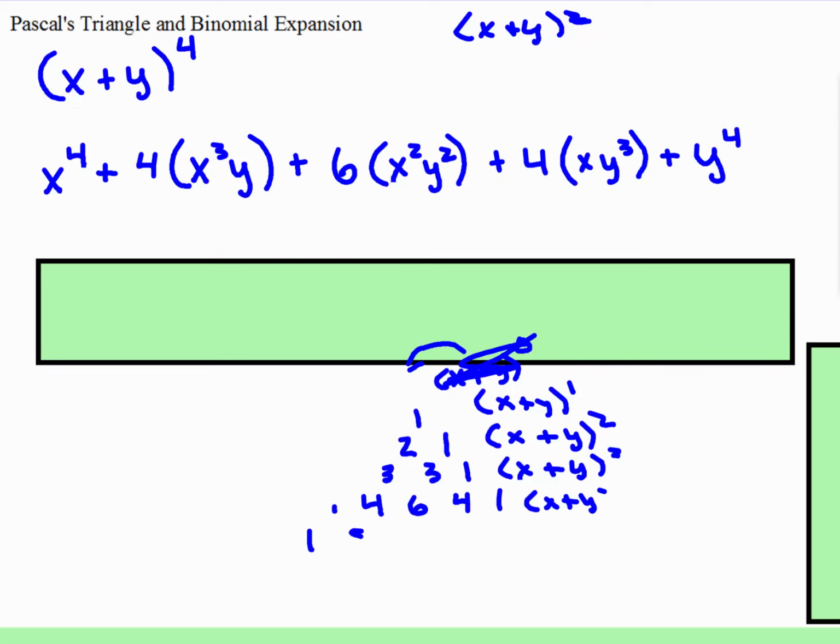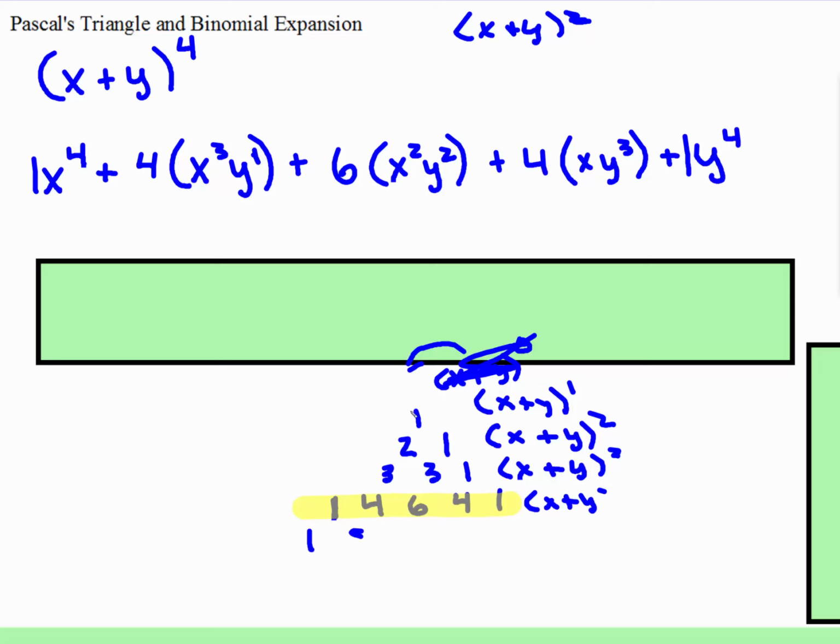So here's x plus y to the 4th. So the first term, x to the 4th. Plus, so look at the row in Pascal's Triangle, 1, 4, 6, 4, 1. So this is what we want to focus on. So x to the fourth, then there's that invisible 1 right there. So we have 4 on the outside of parentheses. Now it's going to be x to the third, y to the first.